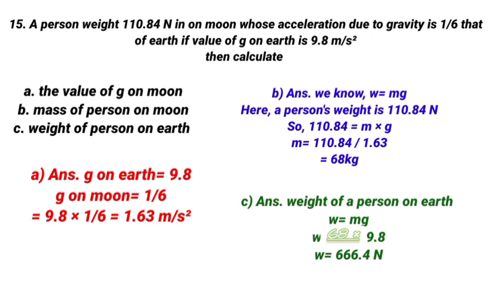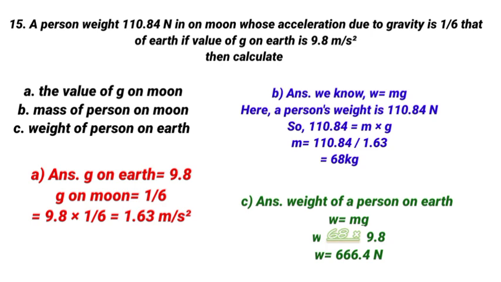Now we have to find the mass of the person on moon. We already know weight equals mg. Here weight is 110.84 and the value of g is 1.63 meter per second square. So here weight equals m into g. After further calculation we get 68 kg. So the mass of the person on moon is 68 kilogram.